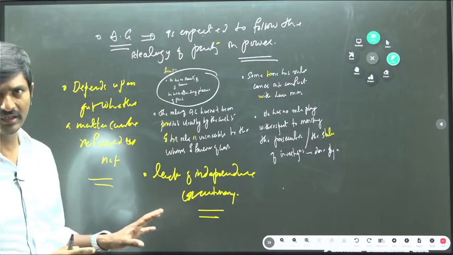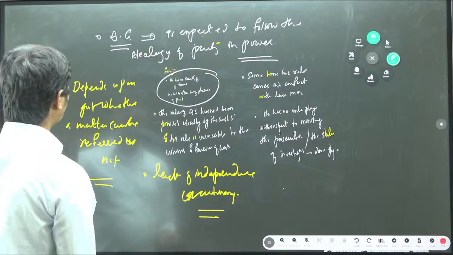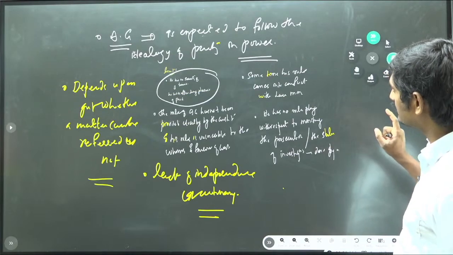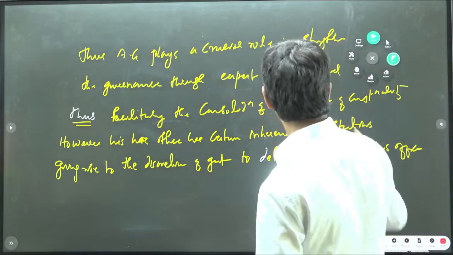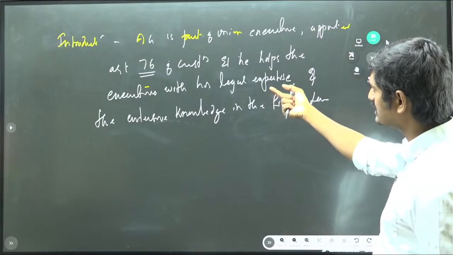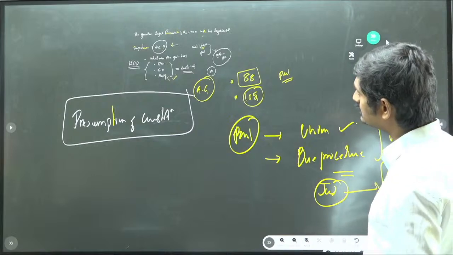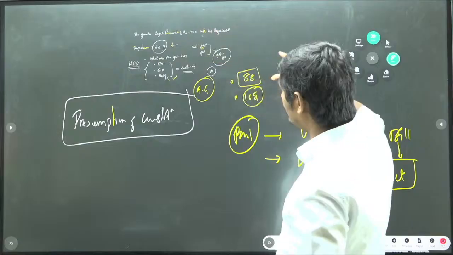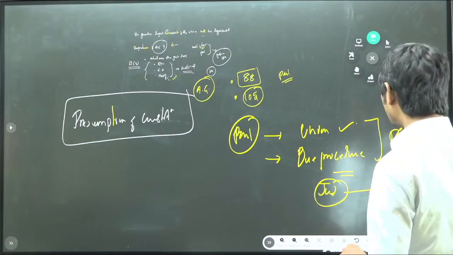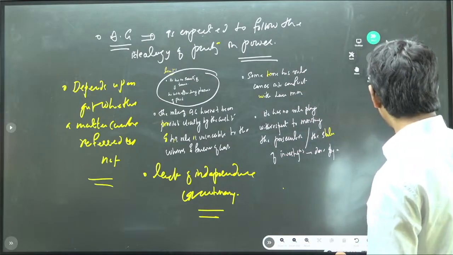So this is how we have organized the answer. You just look at how we have written various points in a systematic manner. The question here is the Attorney General's role. Then we have written the introduction: the Attorney General is part of the Union Executive, appointed under Article 76 of the Constitution, and he helps the executive with his legal expertise and extensive knowledge in the field of law. And we have written the points in a proper sense. What is the role played by the Attorney General in scrutinizing the policies, how he acts as the topmost law officer in the country, and what is the impact of his legal advice. Thereafter we have explained the limitations of the Attorney General's office. So eventually the conclusion.